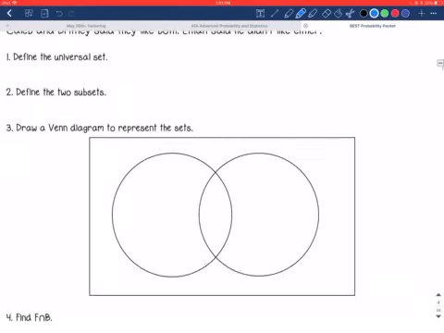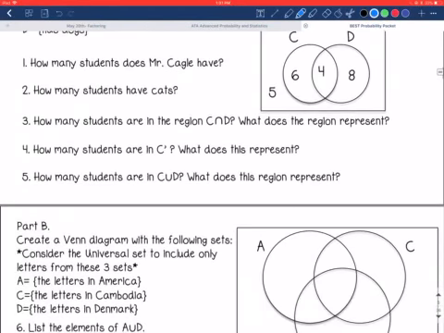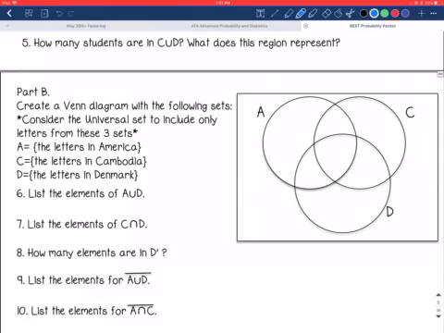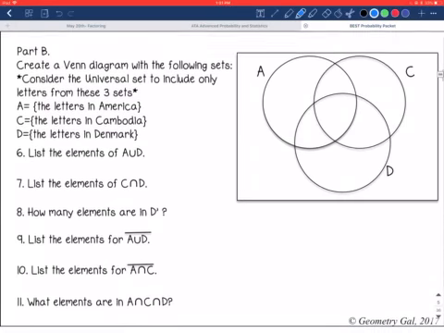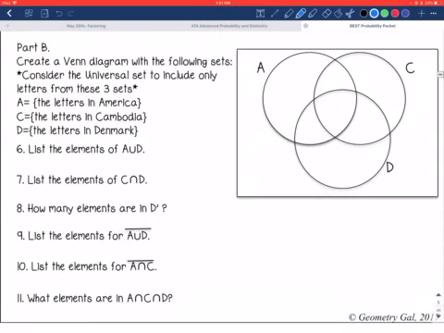Okay, so when it comes to this practice right here, I think you'll be fine with these names, but I do want to come over here and help you out with the letters. This one is always one that throws people for a loop, so I'm going to help you out here, okay? So create a Venn diagram with 3 sets using these letters. So we have the letters in America, and we need to figure out whether these letters are in all 3 of them. We have America, Cambodia, and Denmark.